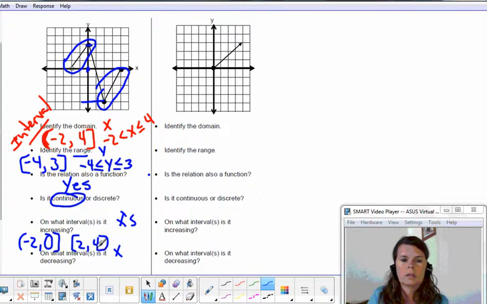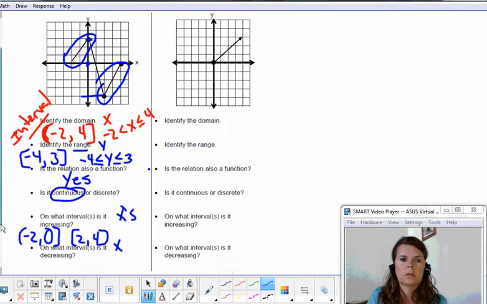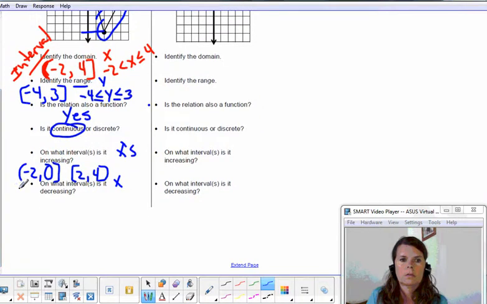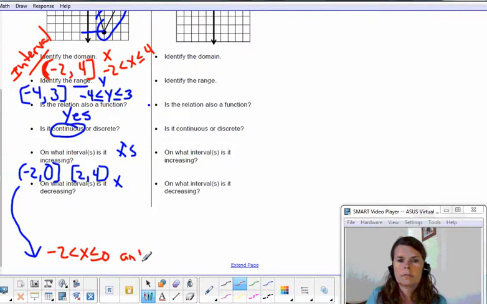And that's interval notation. If we were to write inequality notation, I'm going to write it down here. It would look like this. It would be -2 less than x less than or equal to 0, and 2 less than or equal to x less than or equal to 4.